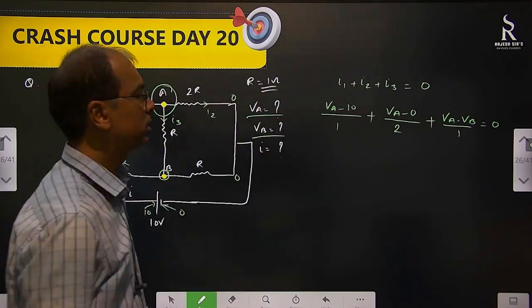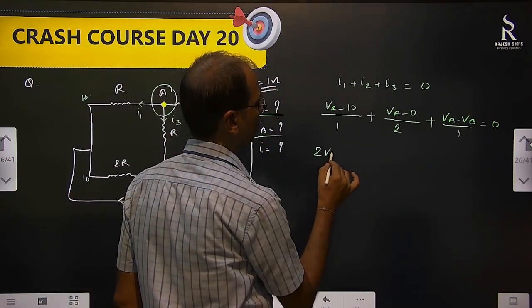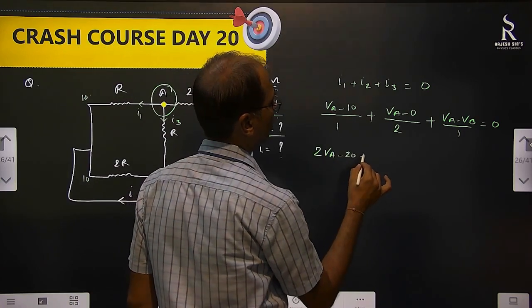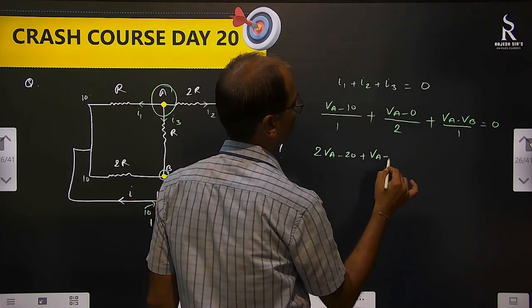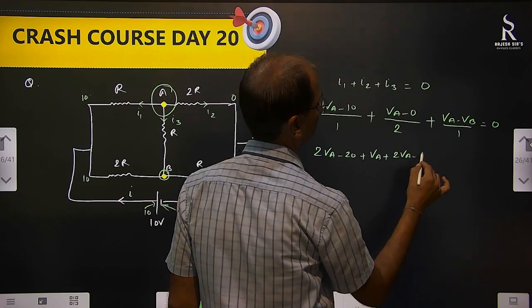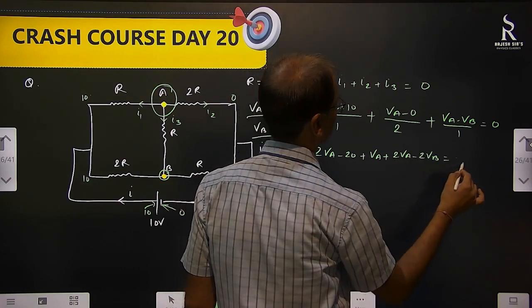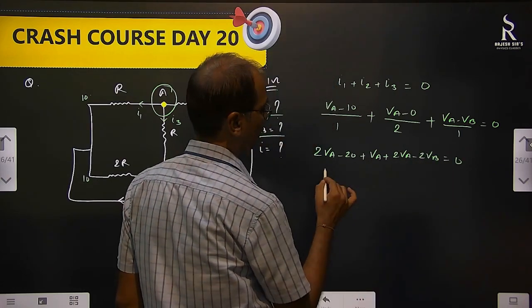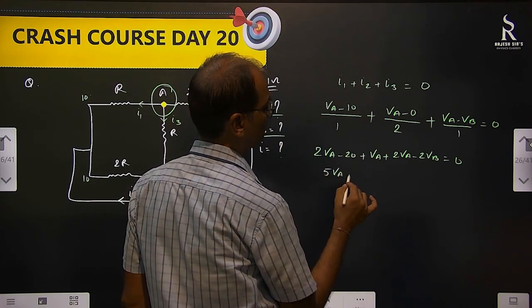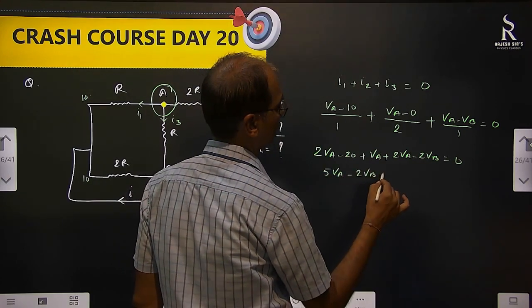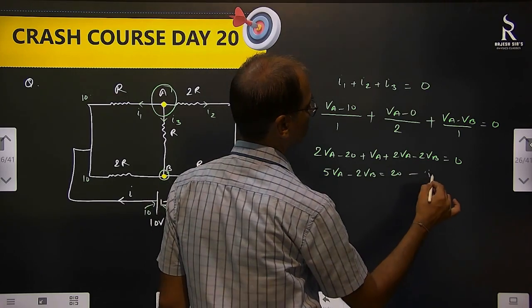Okay, take LCM at the same time. So 2 VA minus 20 plus VA plus 2 VA minus 2 VB equal to 0. So 2 plus 2 plus 1, 5 VA minus 2 VB equal to 20. This is our first equation.